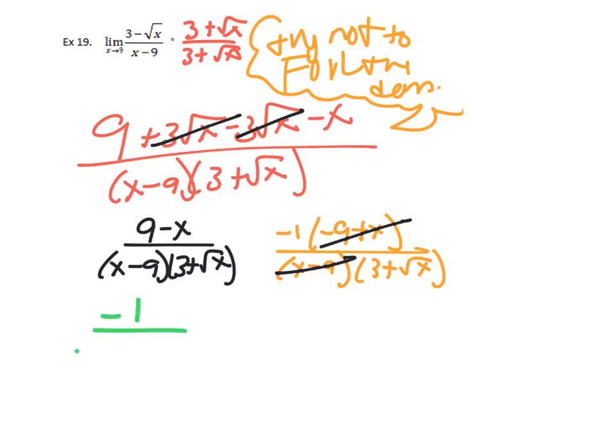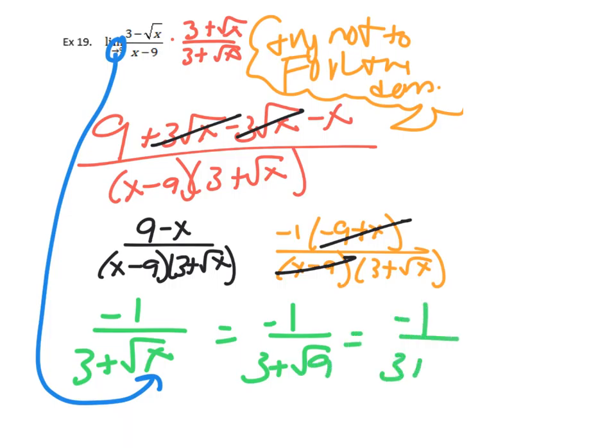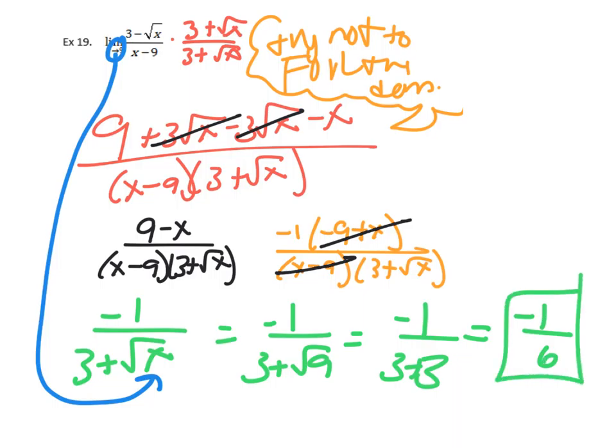Negative 1 over 3 plus square root of x. And now I can substitute in 9 here. So it's negative 1 over 3 plus square root of 9. Negative 1 over 3 plus 3 is negative 1/6.